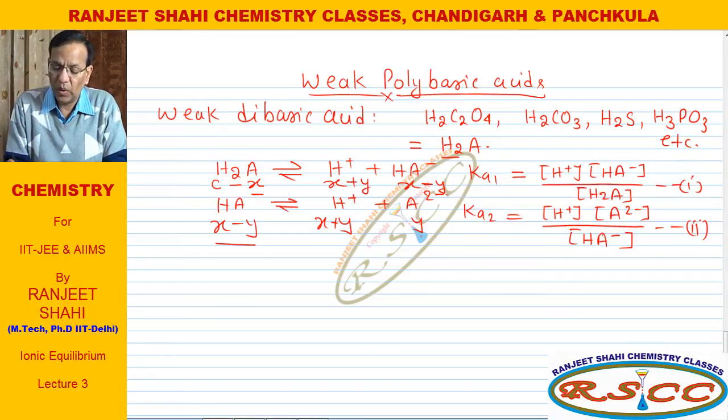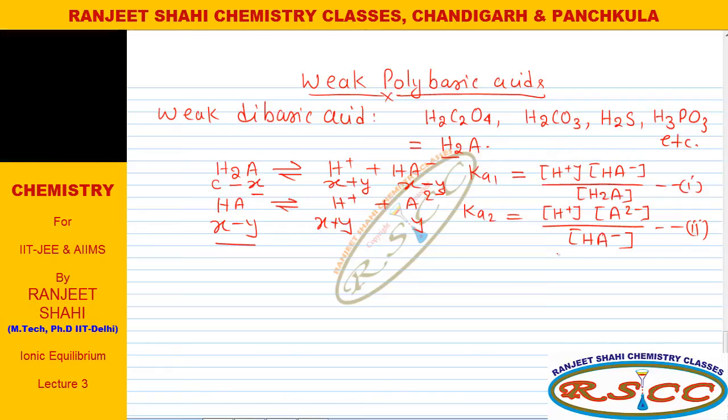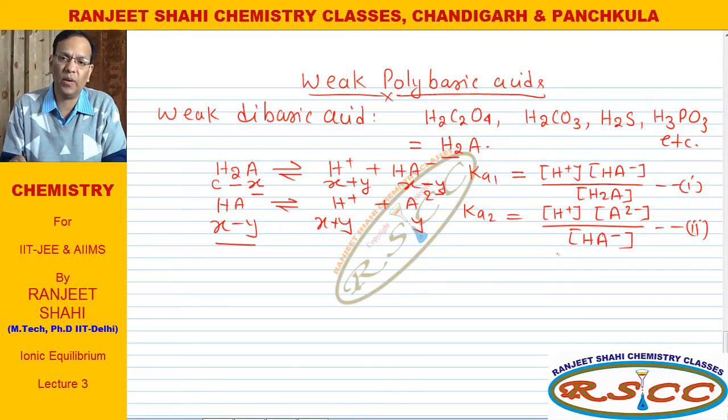Now, in the expressions K1 and K2, if we substitute the concentrations of H+, HA-, H2A, it appears initially that there will be two equations of K1 and K2 with two variables x and y, which can be solved algebraically. Of course, that can be solved algebraically, but it will not be easy to solve without any approximation, because the equation will become cubic and it will not be easy to determine the cube root or value of x or y.